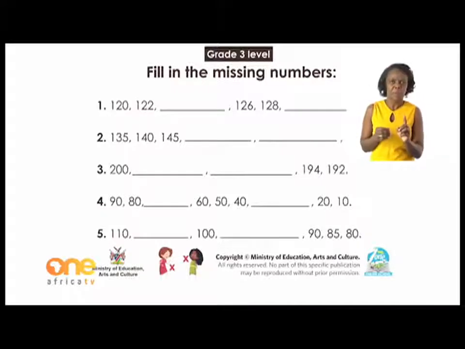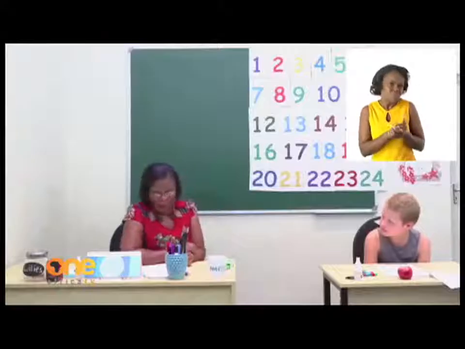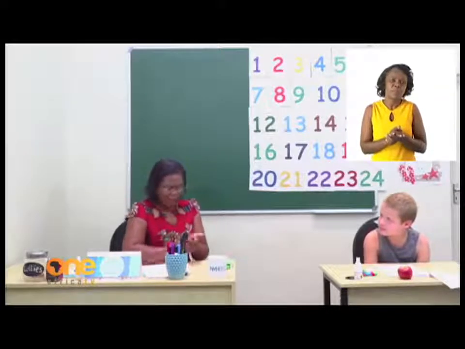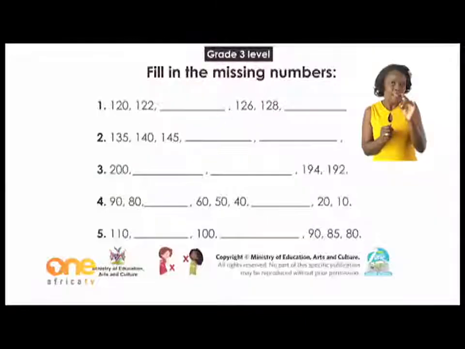Number 5, you start with the last 3 numbers. 80, 85, and 90. Are they counting in 2 or in 5 or in 10? Help me. What do you think they are counting in? They are counting from 80, 85, 90. What do you think they are counting in?